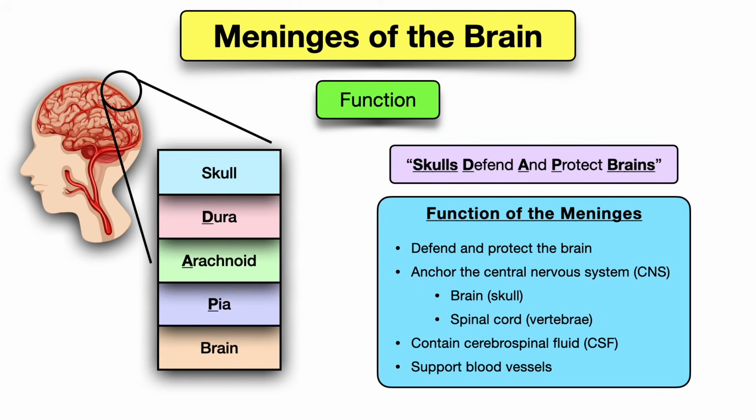Now we said the mnemonic also tells us the function of the skull and meninges. The mnemonic was skulls defend and protect brains. And this is what the skull and meninges do. They defend and protect the brain.